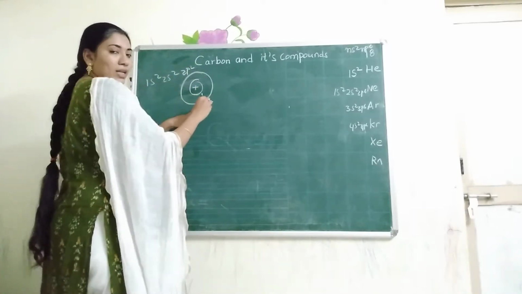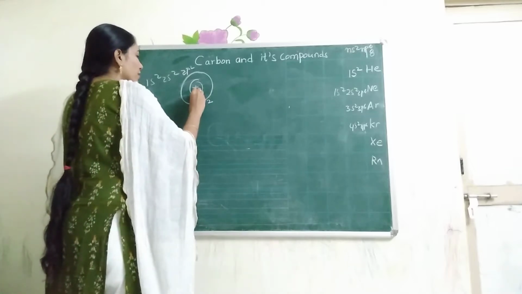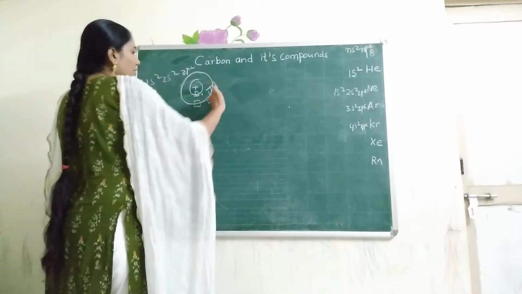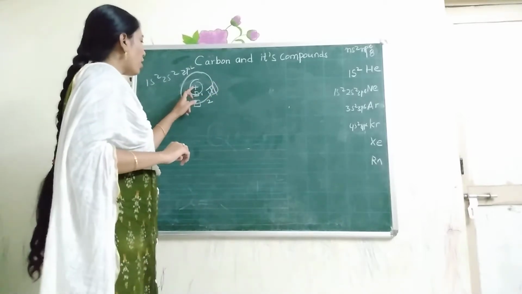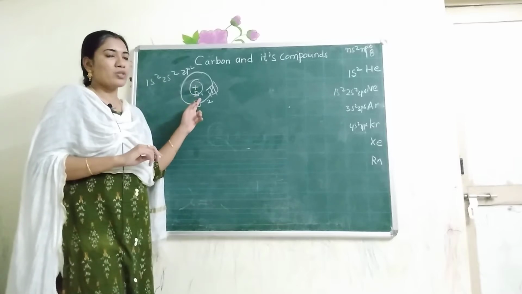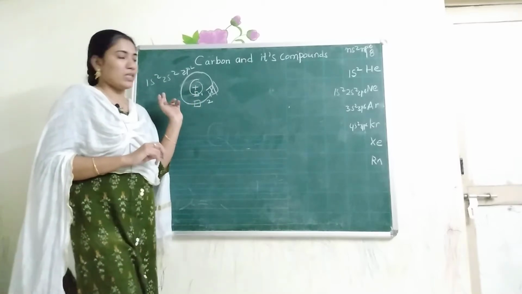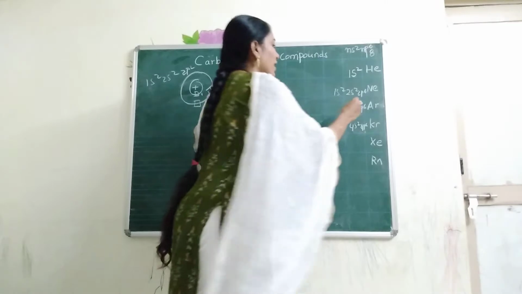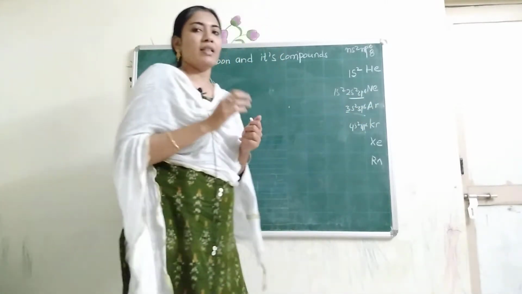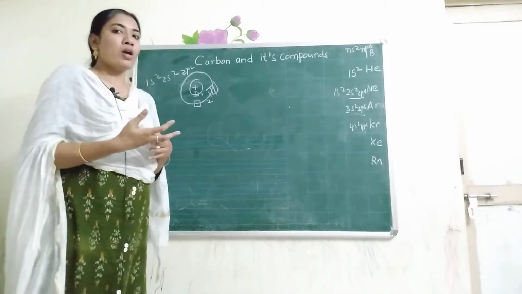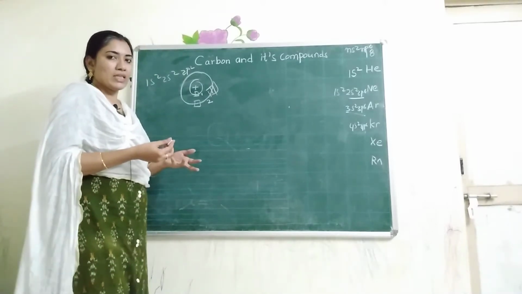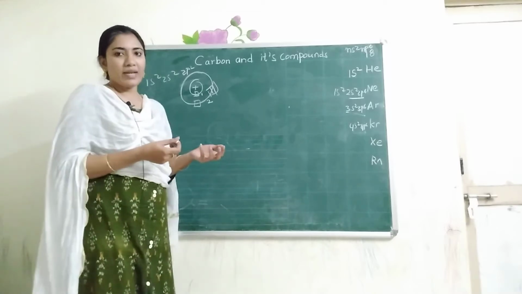This is the first shell, this is the second shell. The first shell contains the s orbital, the second shell contains s and p orbitals. Okay, so what is the last shell in carbon here? The second shell. So the second shell becomes the valency shell of carbon, isn't it? For neon also, the second shell is the valency shell. For argon, the third shell is the valency shell. The outermost orbit or the outermost shell is called the valency shell.